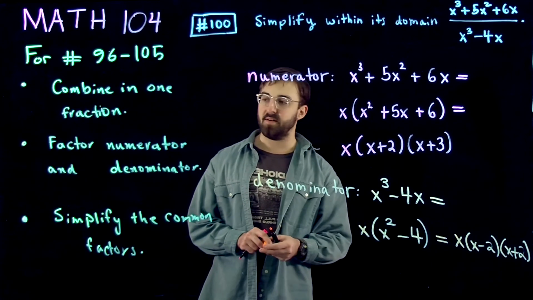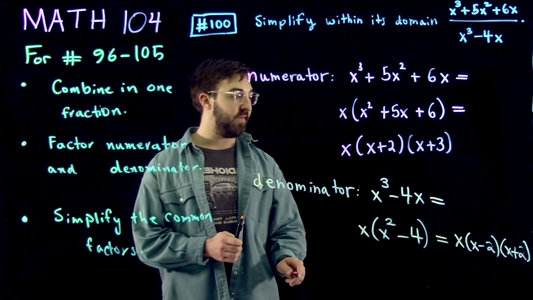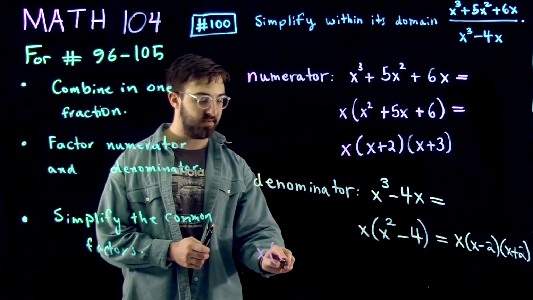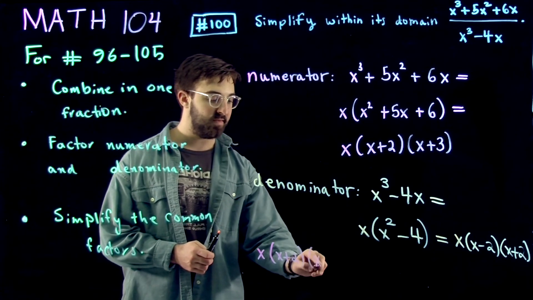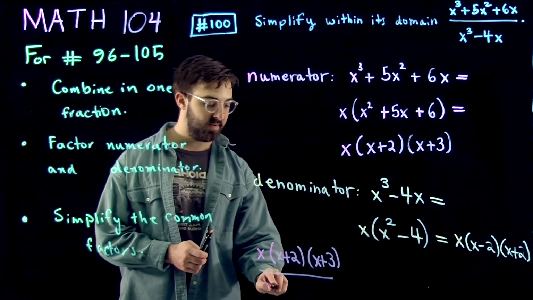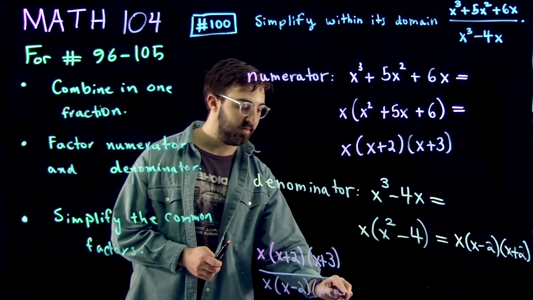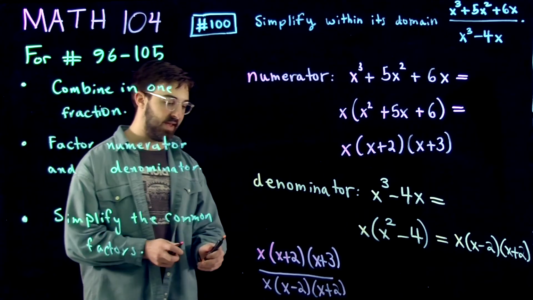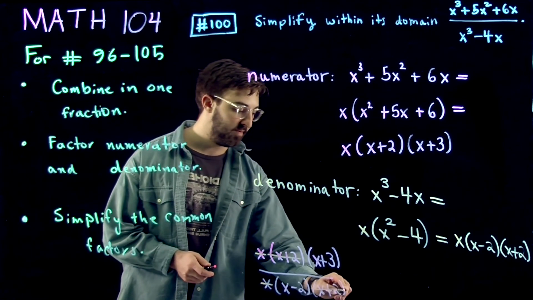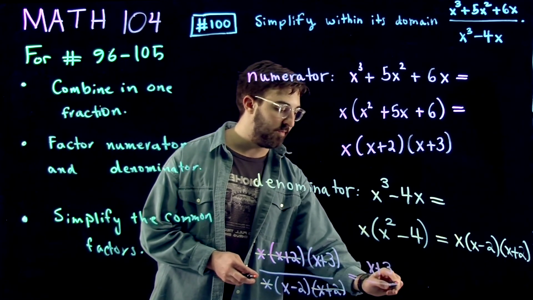Okay, so we have now factored the numerator and the denominator. So let's write down the expression in its factored form. The numerator is now x times x plus 2 times x plus 3. And the denominator is x times x minus 2 times x plus 2. And what we can do now is cancel these x's, and you can cancel x plus 2. And that leaves you with x plus 3 divided by x minus 2.